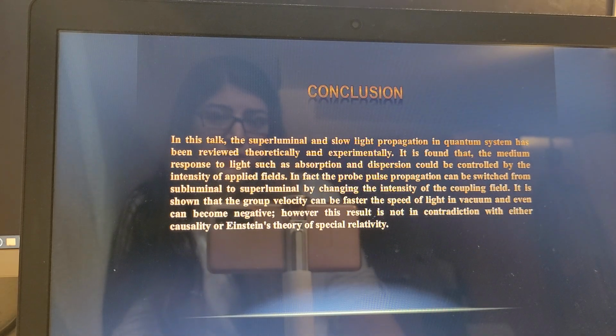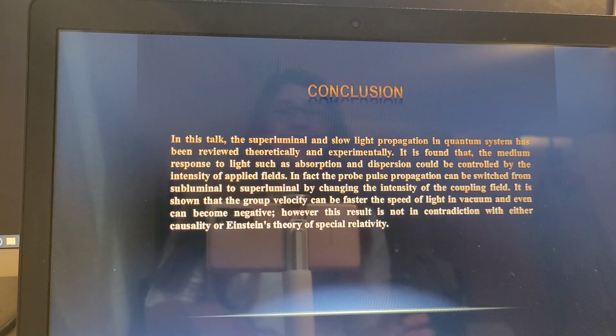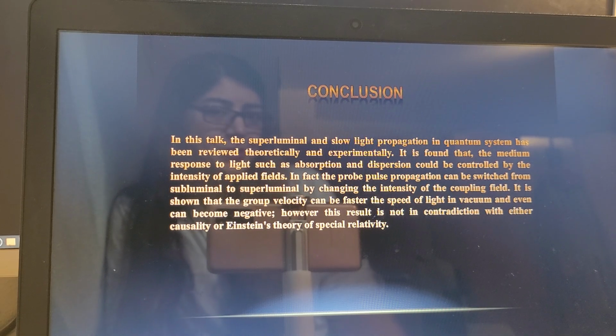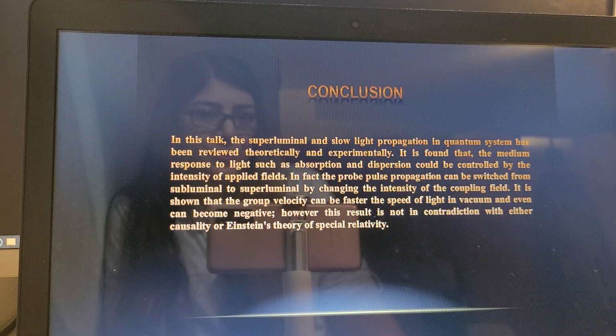Let's make this talk a little bit shorter, just to say that we have reviewed the superluminal and subluminal propagation in quantum systems, which has been done experimentally and theoretically in 2001. It is found that the medium response to light, such as absorption and dispersion, could be controlled by the intensity of applied fields. In fact, the probe pulse propagation can be switched from subluminal to superluminal by changing the intensity of the coupling field.